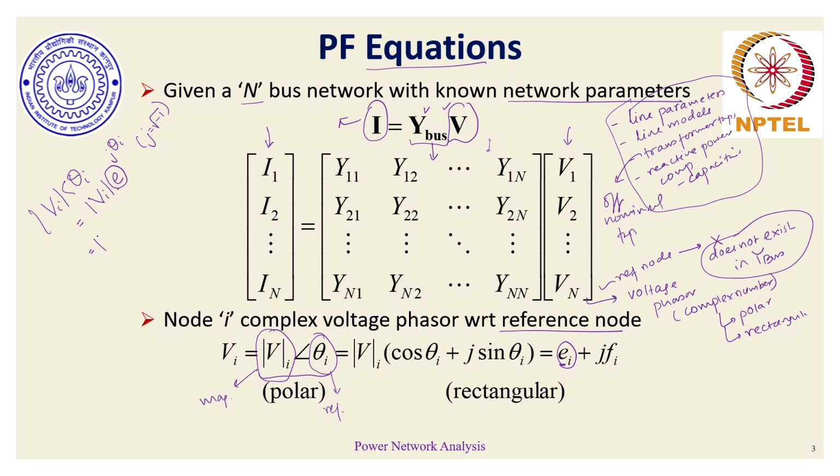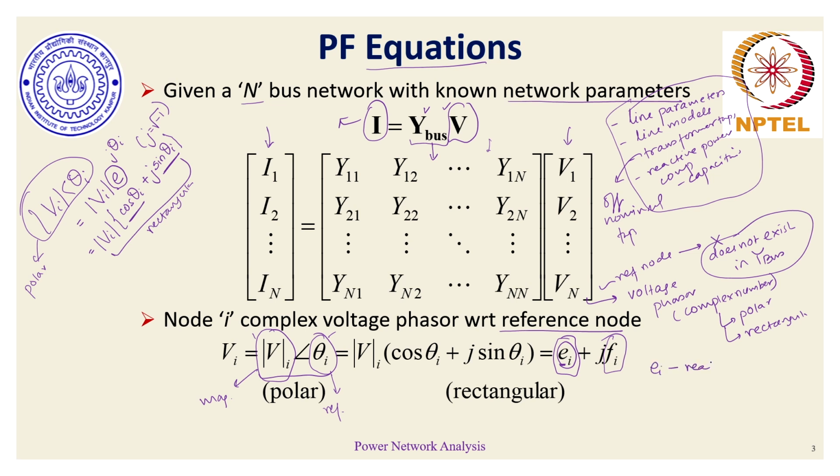This number can also be expanded in terms of cos theta i plus j sin theta i, wherein we had a polar representation of a complex number, which when segregated into relevant real and imaginary parts gives us the analogous rectangular representation of the same complex number. So it depends on how we are representing our voltage phasors, whether with a pure magnitude and phase angle, or with the relevant real component and imaginary component, ei and fi.